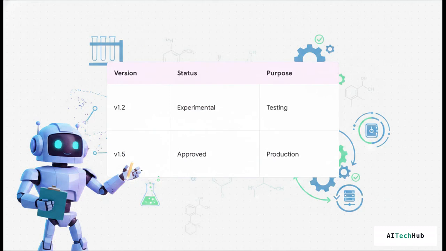The registry lets you formally track versions over time and clearly mark their exact status, which is absolutely vital for any collaborative environment. For example, version 1.2 might be strictly labeled as experimental for testing out new features, while version 1.5 is explicitly approved for running in production. This matters enormously in real, fast-moving teams.